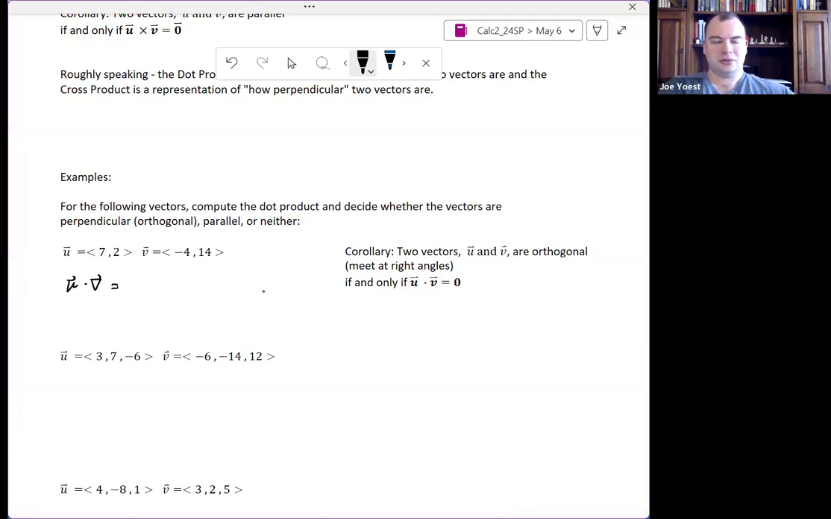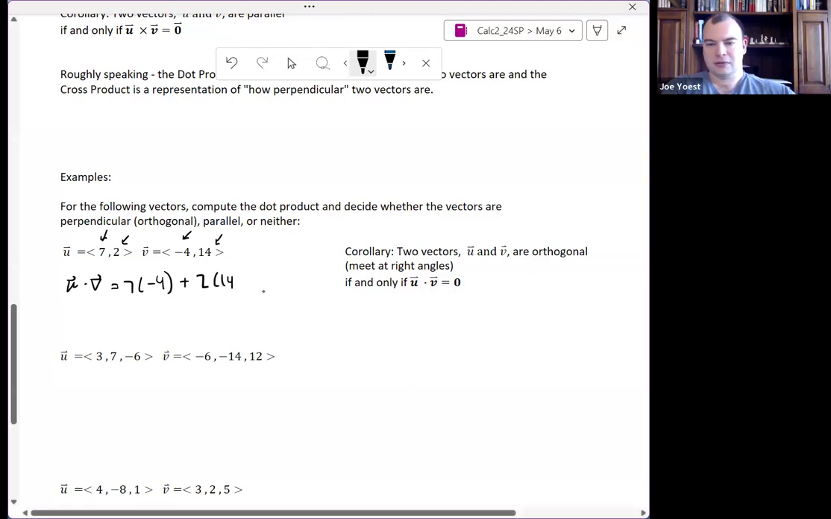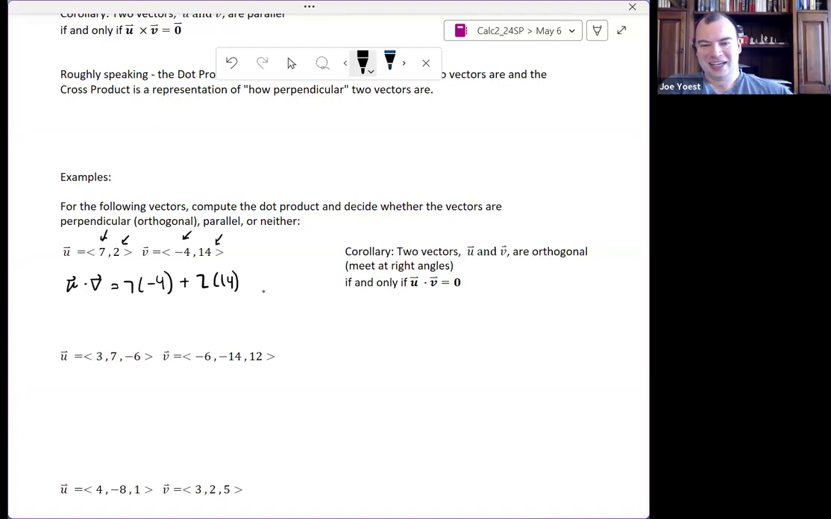Here I have two-dimensional vectors. That's perfectly fine. We can do a dot product with 2 or 3-dimensional vectors, or 4 or 5 for that matter, but 2 dimensions works fine. I take my first components and multiply them together. To that, I add the product of the second components. Why do I choose so many 4s in my examples when they're so hard for me to write? And I see I get negative 28 plus 28 is 0. Well, since their dot product is 0, they are perpendicular. They are orthogonal.